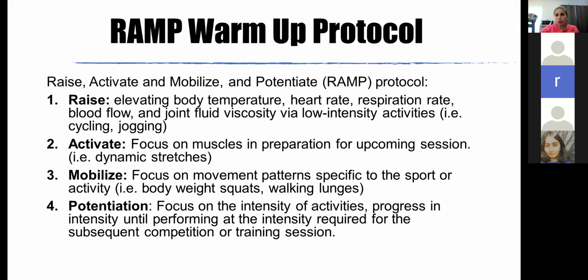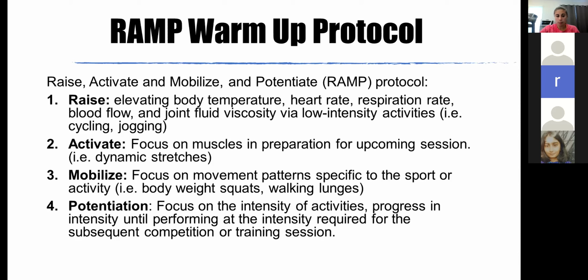So here's a protocol, and this is definitely important and a good one to follow as you are looking at creating a warm-up for someone. This is a great order to follow, and it's called RAMP, okay? And it obviously stands for these 4 words as we are going to go through them. And the idea is to gradually build up intensity, okay?